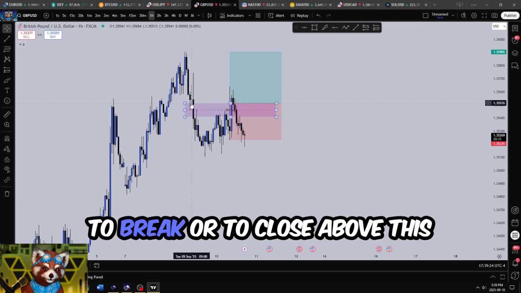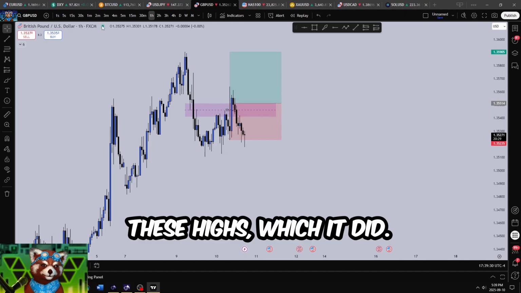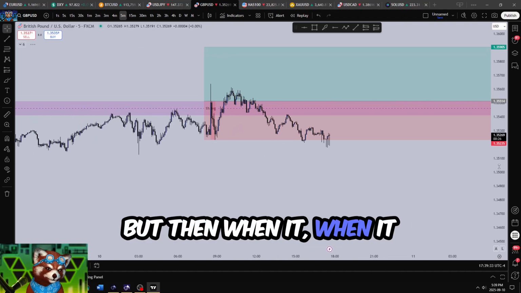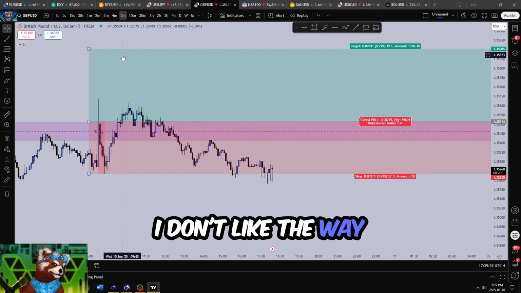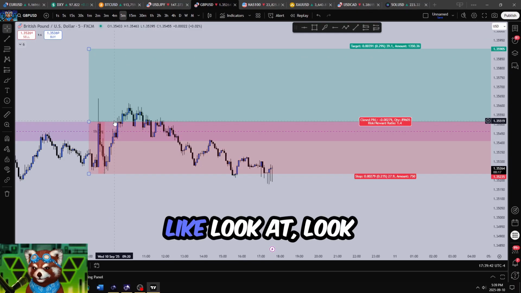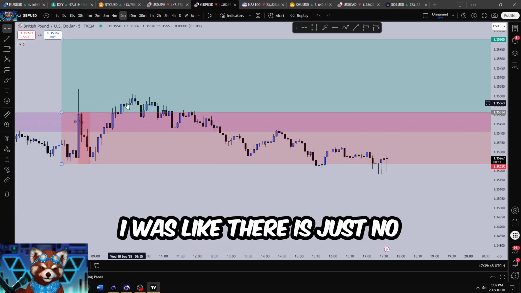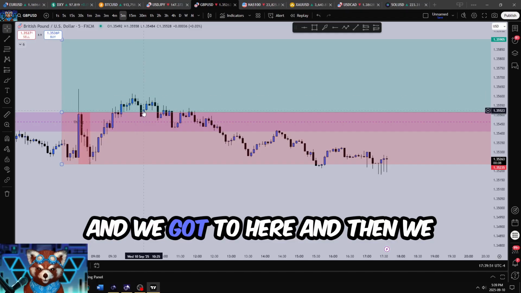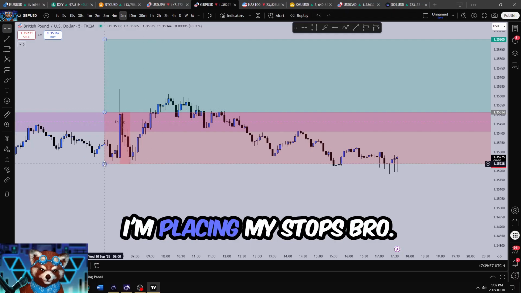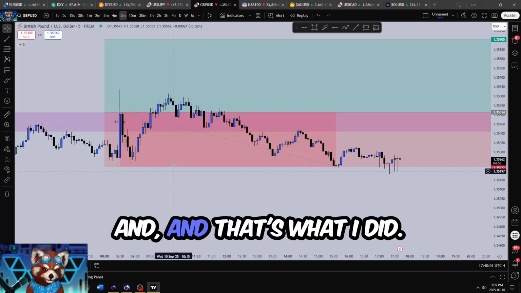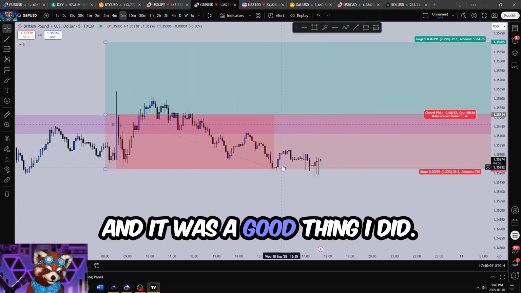Basically I wanted it to close above this 1 hour fair value gap, and I was looking to target these highs, which it did. But then when it closed, I was like, there's no buying pressure really. I don't like the way these candles are forming. Look at these candles. Look how small the bodies are, and look how big the wicks are. There is just no buying pressure. And then we got to here, and then we expanded a little bit, and I was like, no, I don't like this trade. I'm placing my stops break even. And that's what I did, and $0 lost, $0 gained, and it was a good thing I did.